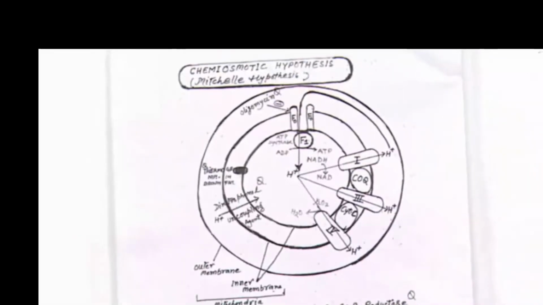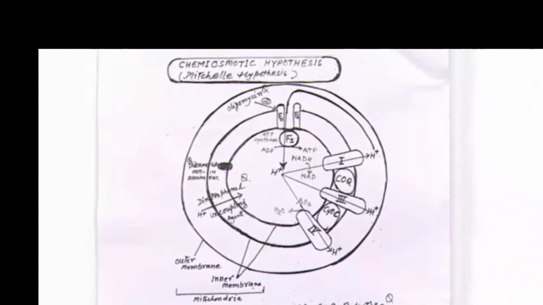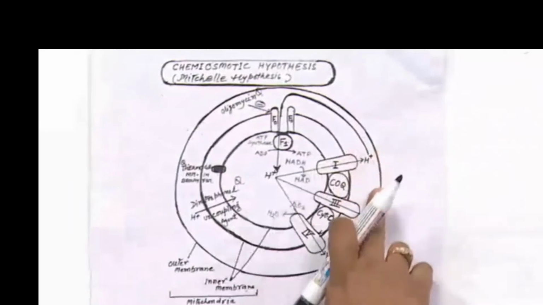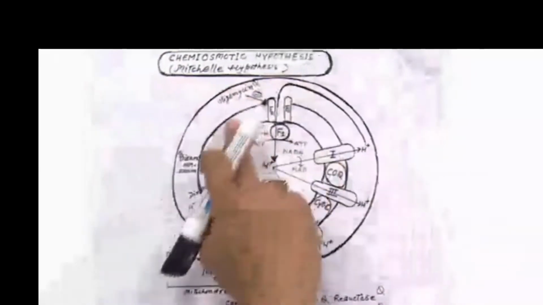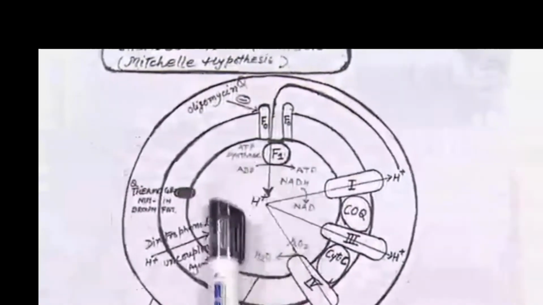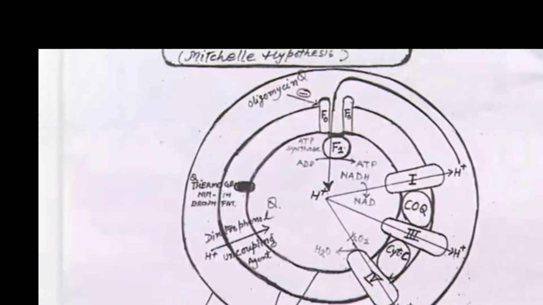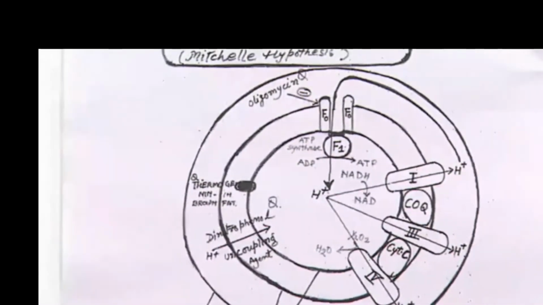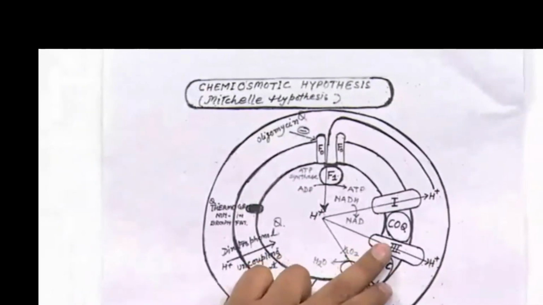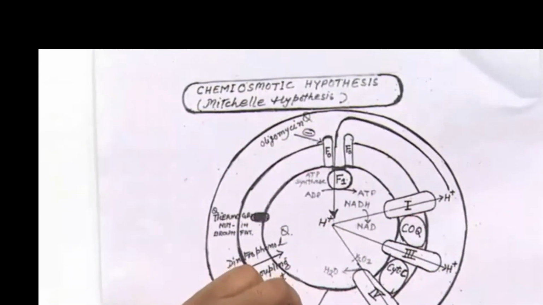Okay, chemiosmotic hypothesis. This is the outer mitochondrial membrane. Look at this. This is the inner mitochondrial membrane. This is the mitochondrial matrix. Intermembranous space. Yes. Outer mitochondrial membrane, inner mitochondrial membrane, mitochondrial matrix, intermembranous space.